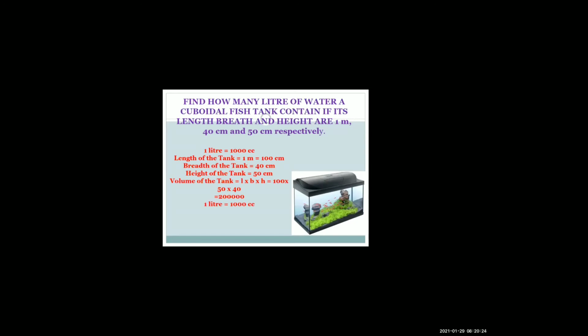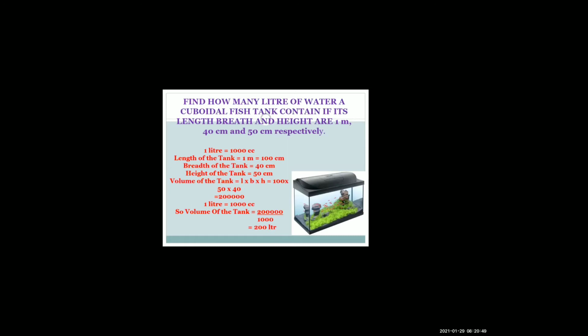But 1 liter is 1000 cubic centimeters. So the volume of the tank is 2 lakh divided by 1000. You are going to convert that volume in cubic centimeters to the capacity in liters. So 2 lakh divided by 1000, you are going to get the answer as 200 liters. So 200 liters is the capacity of that cuboidal fish tank.